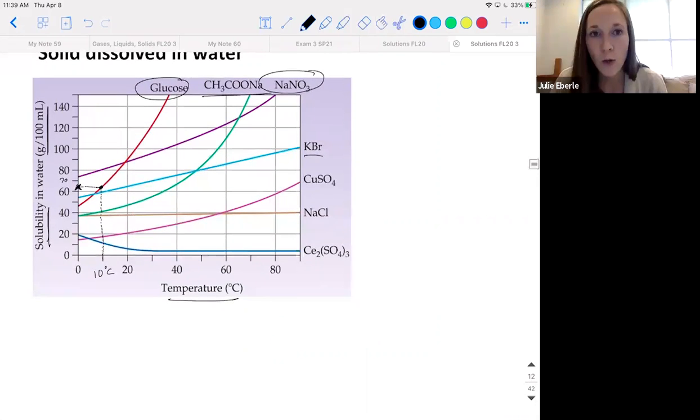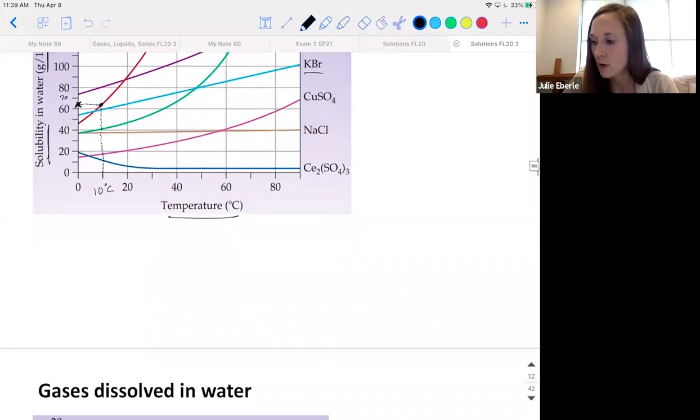Sometimes it may say, at what temperature would you achieve a solubility of 80 grams per 100 ml? At that point, you find that solubility, walk it over to the data line, and then walk it down to the x-axis to see what temperature that corresponds to.